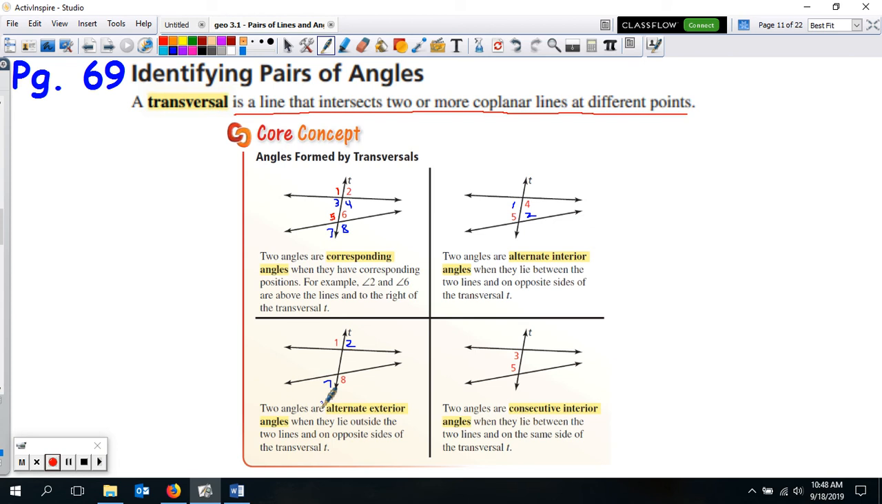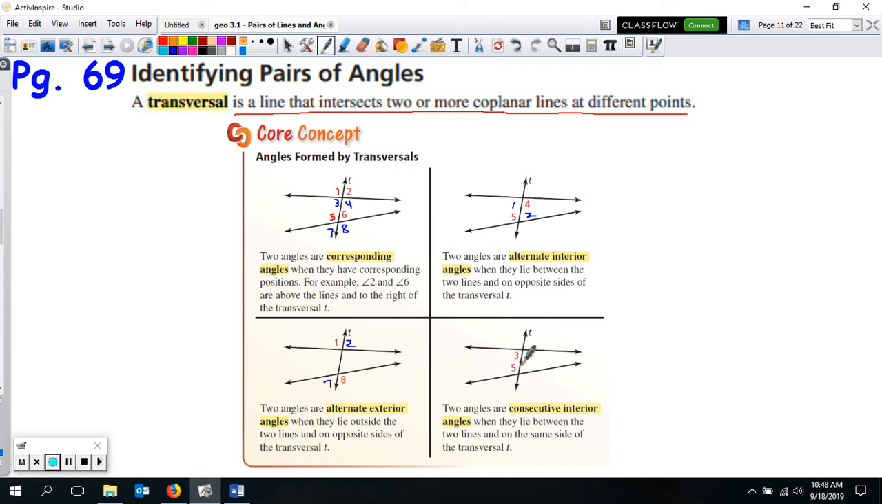And then this one here, consecutive interior angles. The word consecutive would mean on the same side of the transversal. So you can see 3 and 5 are both on the left. They're both on the same side of this transversal line, and interior again means they're in between. So 3 and 5 are in between here. They're on the interior and they're on the same side, so they're consecutive interior.